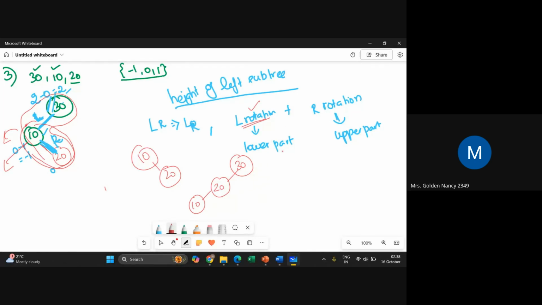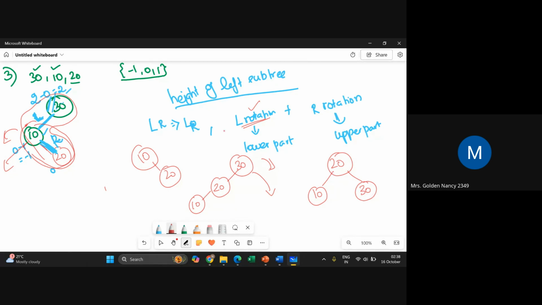So what do I have to do? I have to do R rotation. How will we do right rotation? Clockwise. So pull this down. If I pull this down, 20 will be the top node, 10 will be the left side, and 30 will be the right node. So this is how you will do LR rotation.